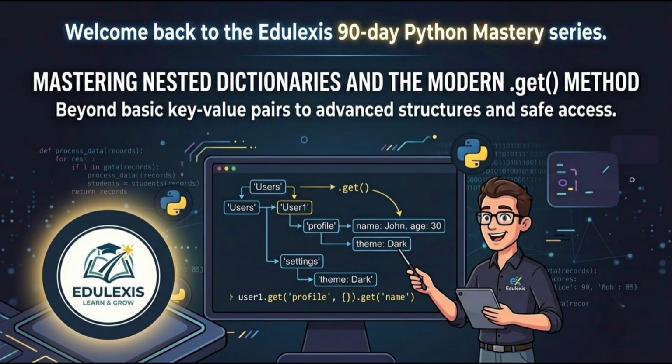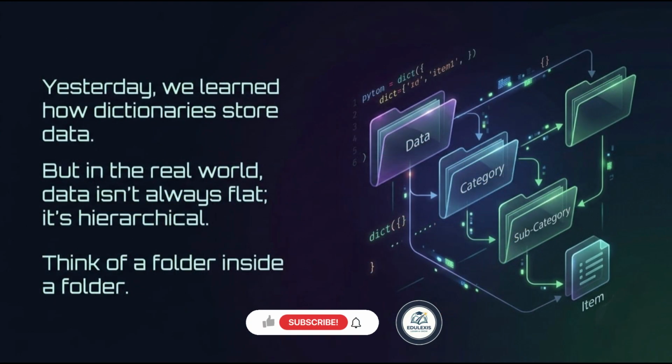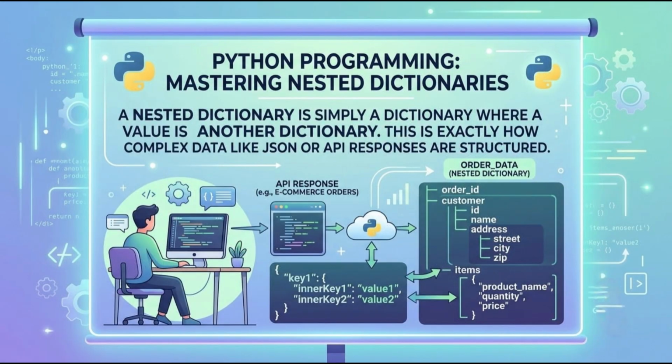Today, we're moving beyond basic key-value pairs to master nested dictionaries and the modern .get method. Yesterday, we learned how dictionaries store data. But in the real world, data isn't always flat, it's hierarchical. Think of a folder inside a folder. A nested dictionary is simply a dictionary where a value is another dictionary. This is exactly how complex data like JSON or API responses are structured.